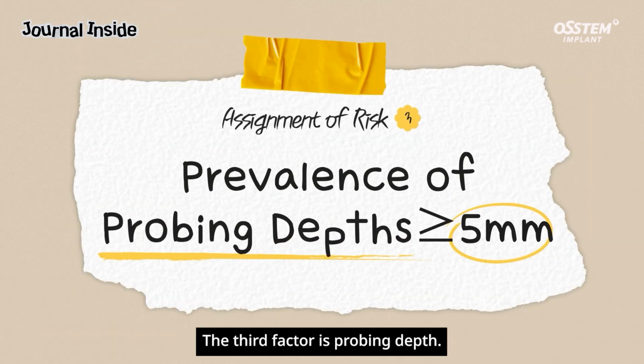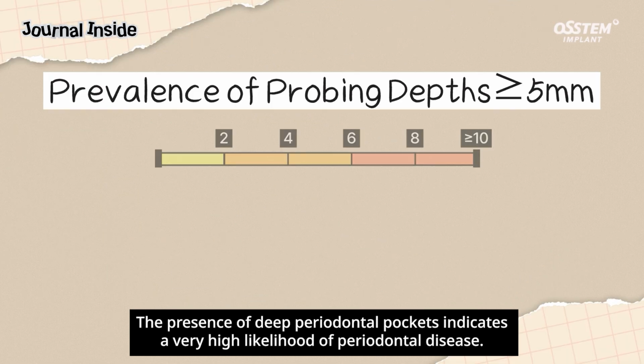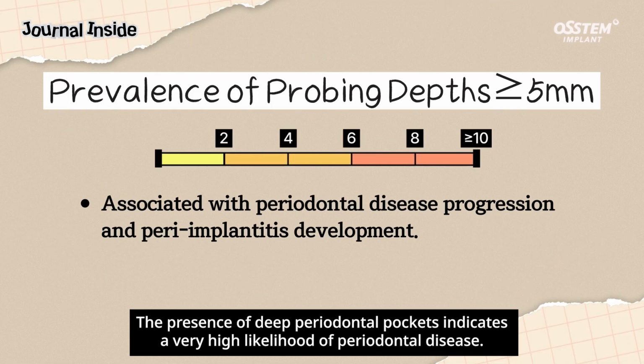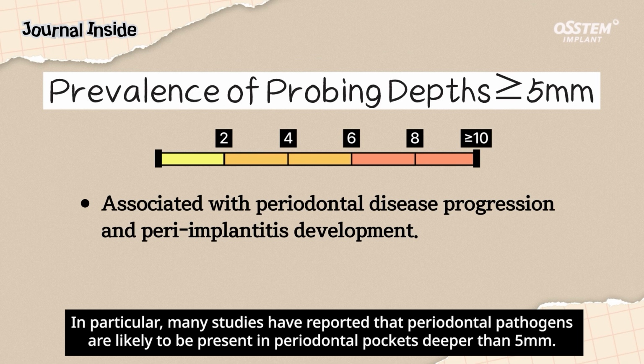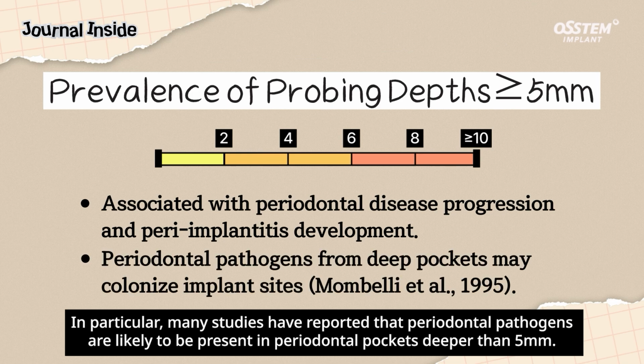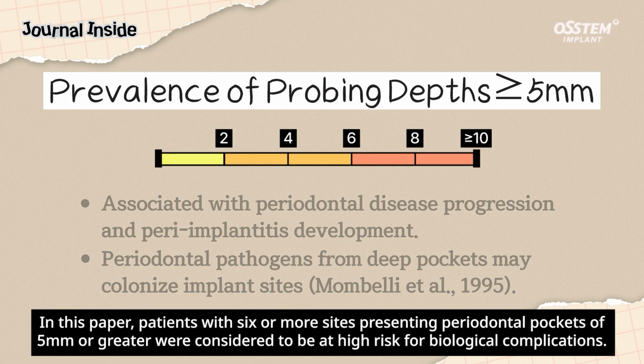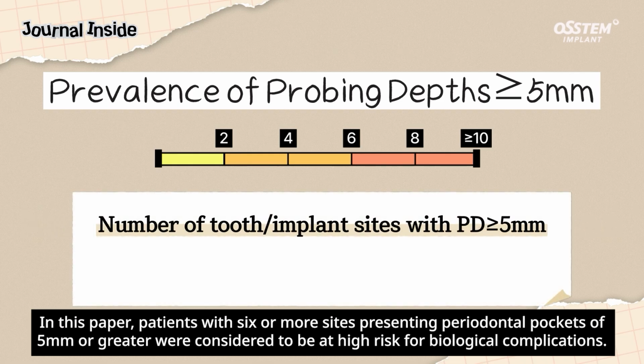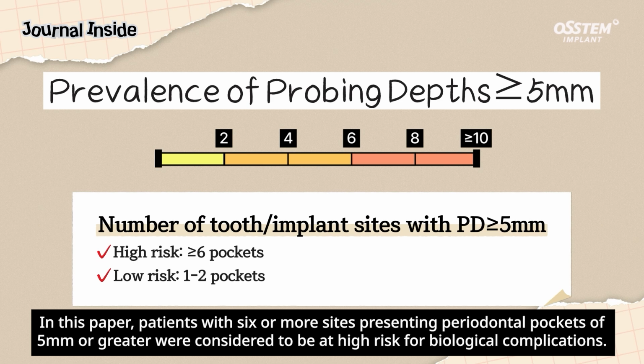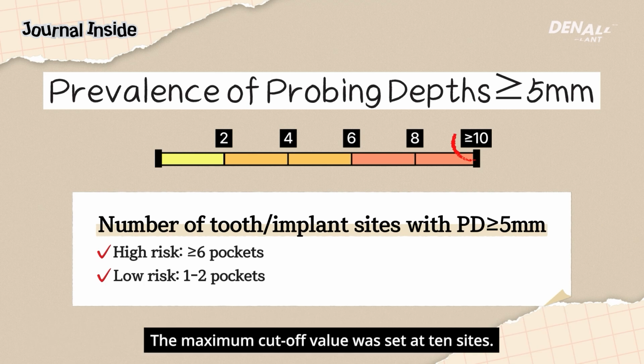The third factor is probing depth. The presence of deep periodontal pockets indicates a very high likelihood of periodontal disease. In particular, many studies have reported that periodontal pathogens are likely to be present in periodontal pockets deeper than 5 millimeters. In this paper, patients with 6 or more sites presenting periodontal pockets of 5 millimeters or greater were considered to be at high risk for biological complications. The maximum cutoff value was set at 10 sites.